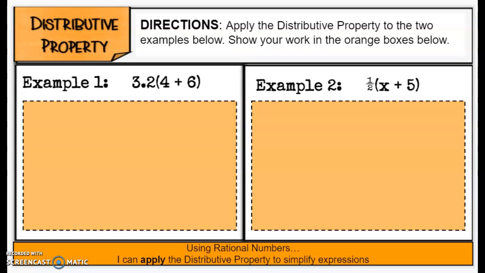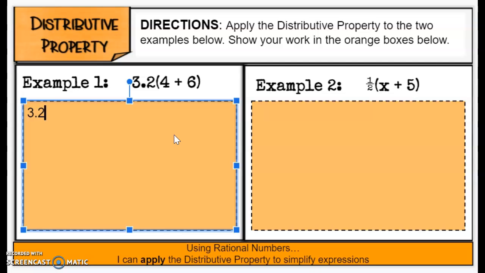We are now on slide 9. And this is going to be the problem we're doing together, these two examples. So again, our directions say, apply the distributive property to the two examples below. Show your work in the orange boxes below. So these orange boxes is where we're going to type what we're doing. So for example, I'm going to type out the problem so that way I can see what I'm doing. And as I'm typing it out, I'll explain what's happening.